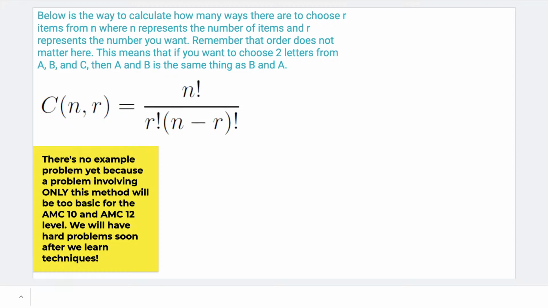Like, pretend you have 4 shirts and you want 2 shirts, then you take 4 choose 2. It's written in this way, which equals 4 factorial over 2 factorial times 2 factorial, and you can compute this on your own. This is just a basic example, and we don't have an example problem for this because this method is pretty basic and we don't want to solve a basic problem. We want to go more into the depth of the concept.